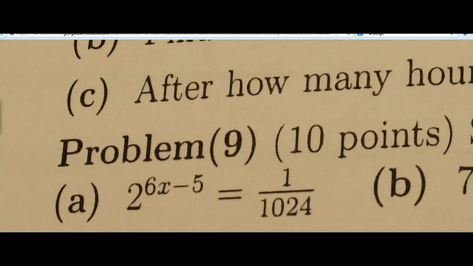So we're going to solve for this. So we have 2 raised to the 6x minus 5th power. This thing is really weird. That is equal to 1 over 10 to the 24th power.